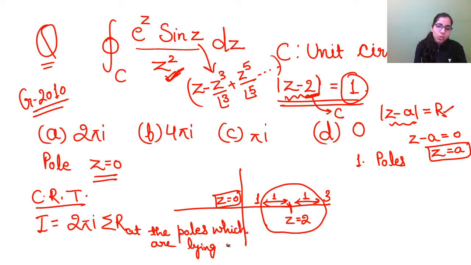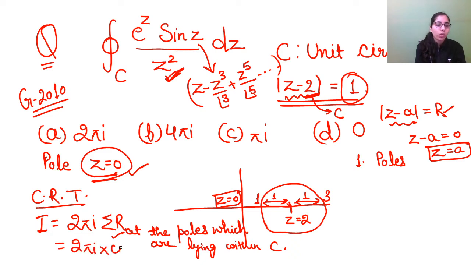So guys, in this case what will happen? The pole is not within the contour, so no residue will be found, because there is no pole existing within the contour. So that means it is 0. So when it is 0, our answer is 0, because no pole was lying within the contour. So option D is correct.